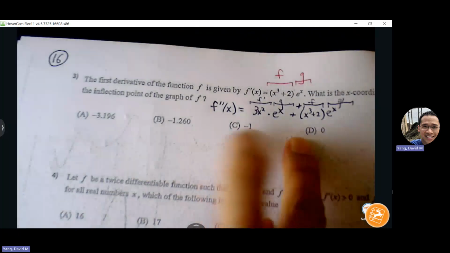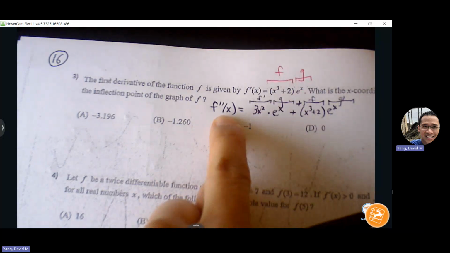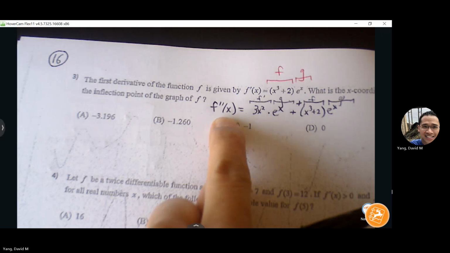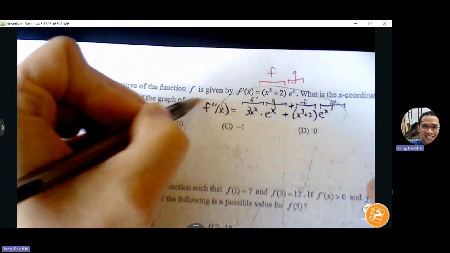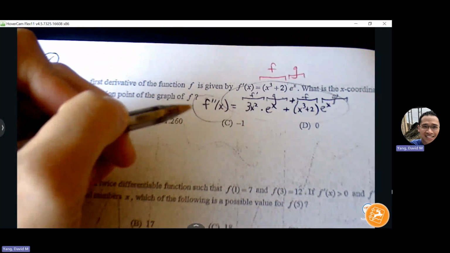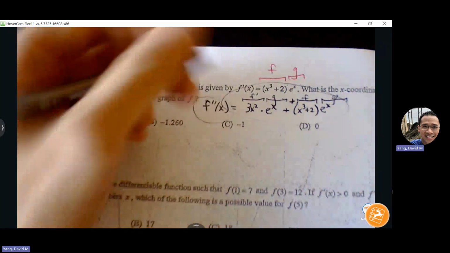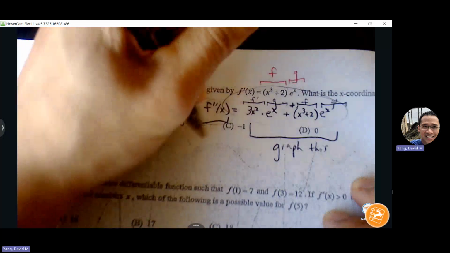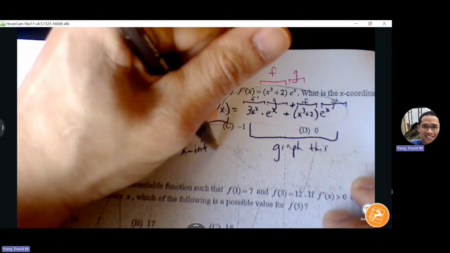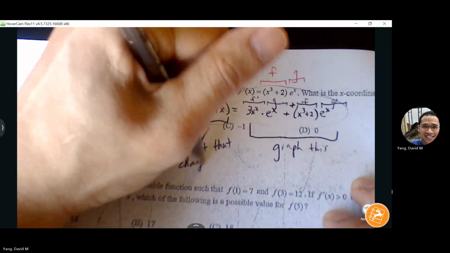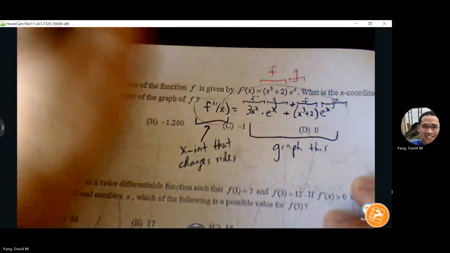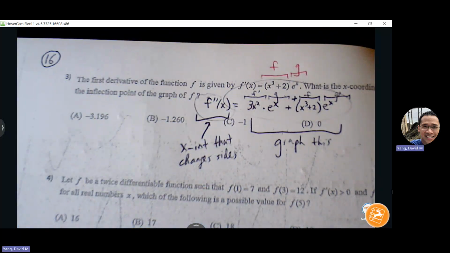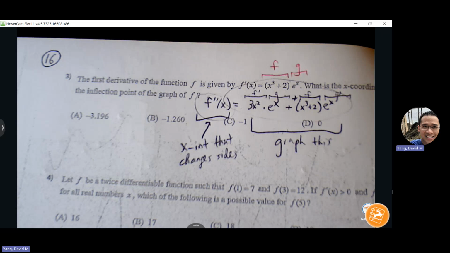So your point of inflection is where not only f double prime is equal to zero, but there has to be a change in what? Change in signs, right? So what if we just graph this function and look to see where it crosses the x-axis? It has to actually cross it. It has to go from one side to the other side. So we're going to just graph this. And then we want to look for an x-intercept that changes signs, or that changes sides. So it's got to hit the x-axis, and it's got to go from above to below the x-axis, or from below to above. It can't just bounce off of the x-axis.